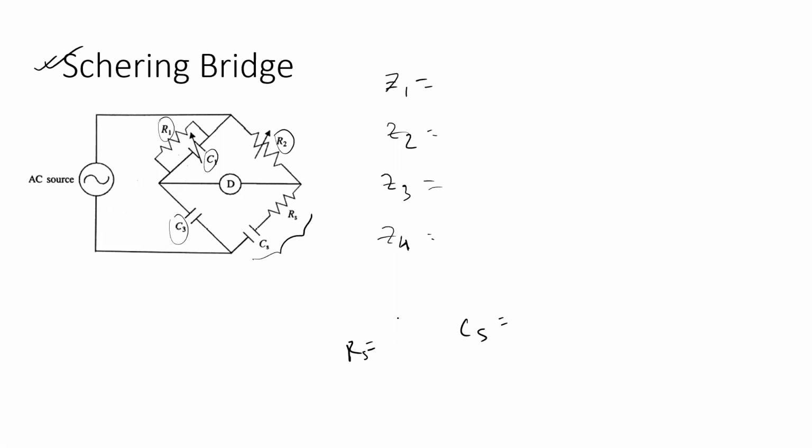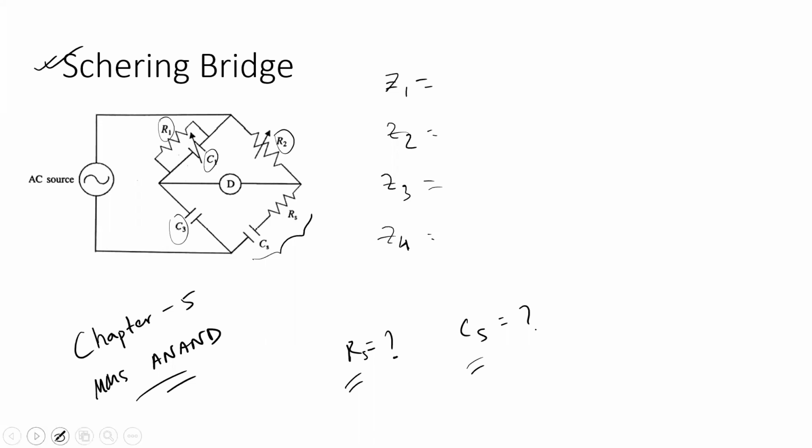Now, I am covering this portion of AC bridges from chapter 5 of the book by M.M.S. Anand. In the book, you will find that for all the bridge circuits, the author has only given the expressions of RS and CS, or RS and LS, directly. Following the same process step by step, you can easily derive the expressions by yourself. So I hope that you can do it by yourself. I'll leave that to you.